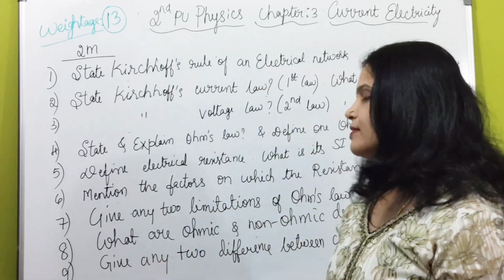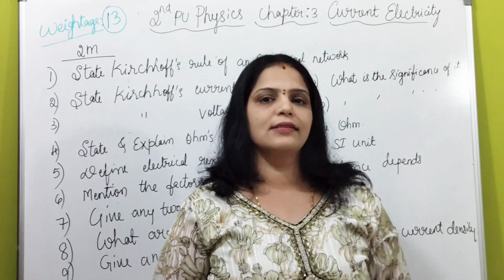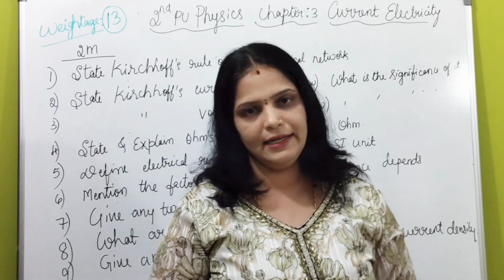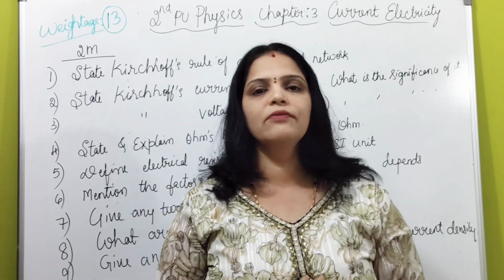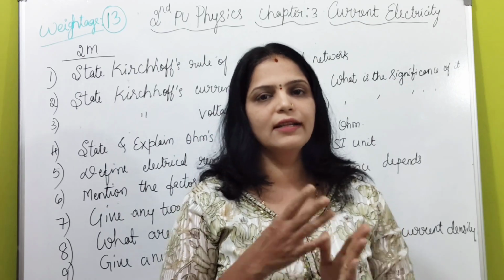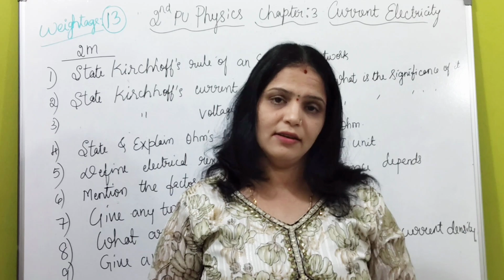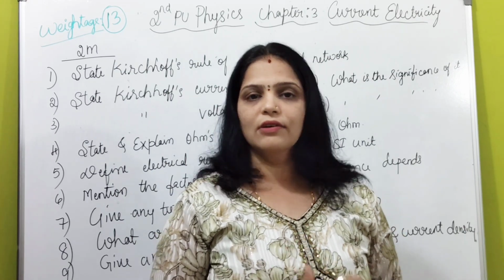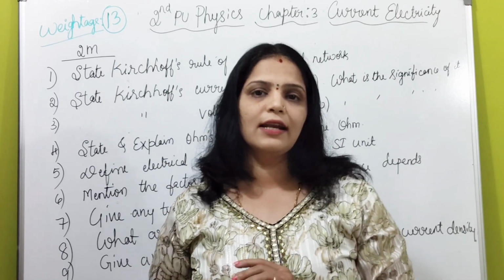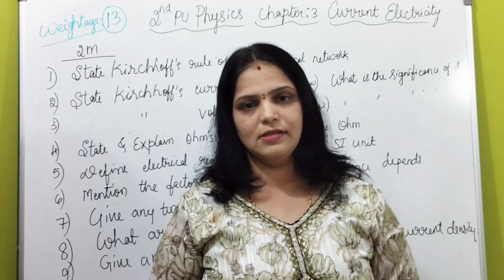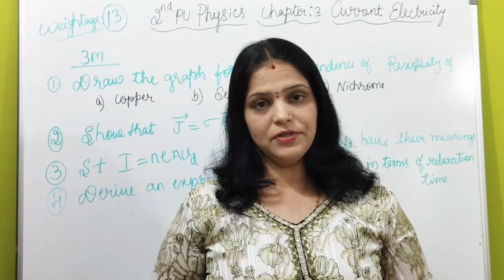Give any 2 differences between current and current density. You should make columns. In one column write current and in another column write current density. Write the definition. Whenever you are writing the difference, first write the definition, since definition itself is a difference, and write current is a scalar quantity, current density is a vector quantity, and write the mathematical terms. So what are the 3 marks questions?